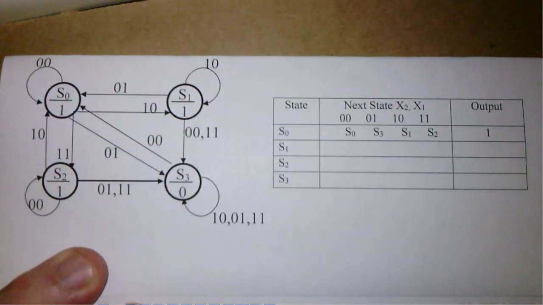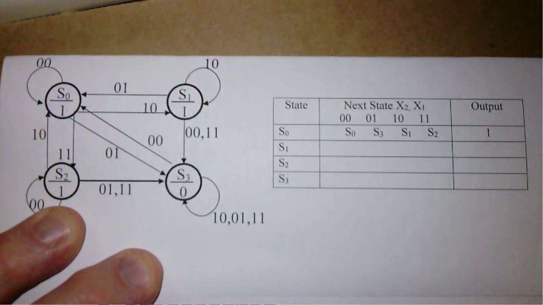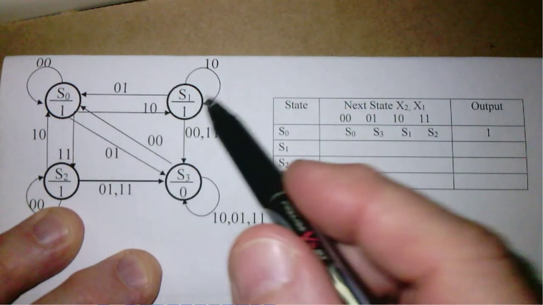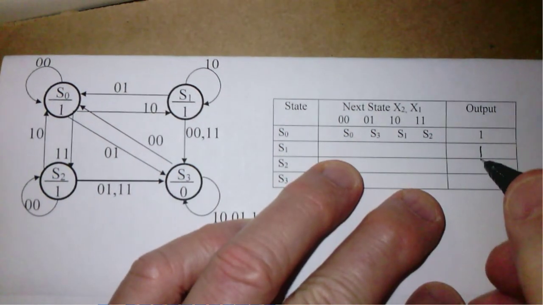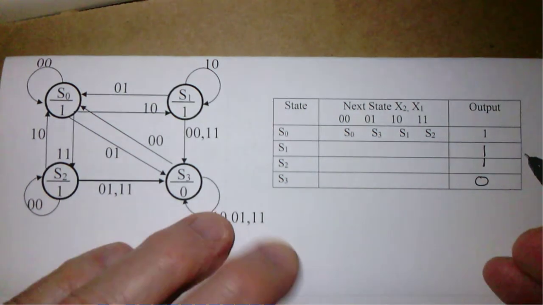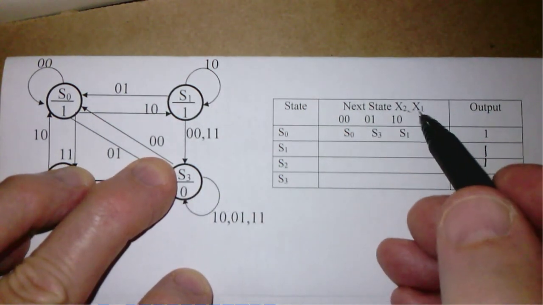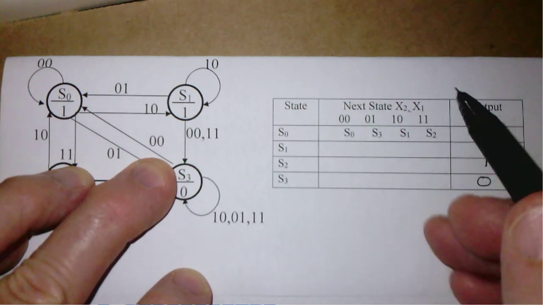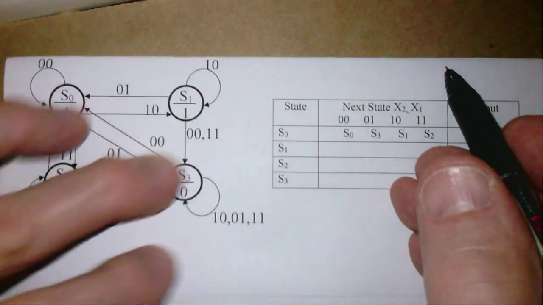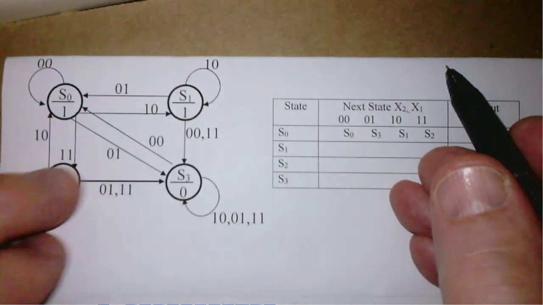Okay, so the first thing is, is this a Mealy or a Moore? Well, the outputs are associated with the nodes, so we know it's a Moore. And S0, S1, and S2 are all outputs of 1, but S3 is a 0. Now, notice that there's X2 and X1. There's two inputs, and there's four possibilities for each of those. And the links are labeled, but they don't show any outputs because the outputs are associated with the nodes.